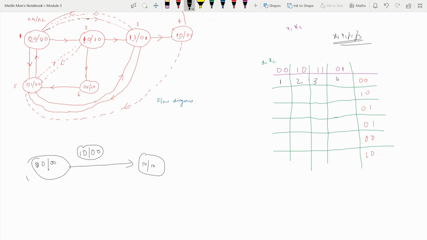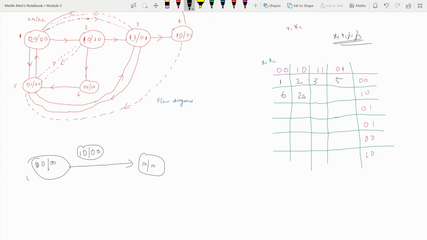And next is 0, 1, 0, 0. Let's look at where is the input. 0, 1. Yes, this is 0, 1, 0, 0. This is simply state 5. Now let's write the next row. 0, 0, 1, 0. Where is 0, 0, 1, 0? This is state 6. Now let's write 0, 1, 0, 1, 0. State 2, then 1, 1, 1, 0.